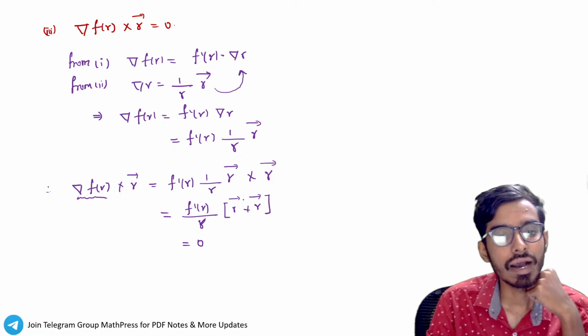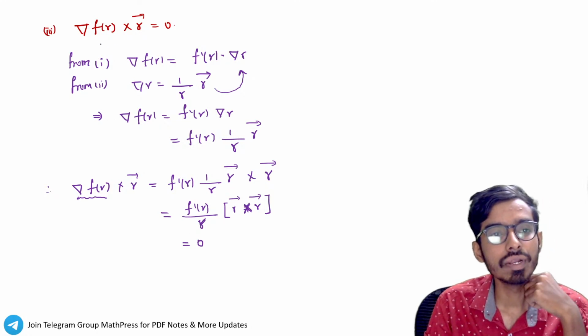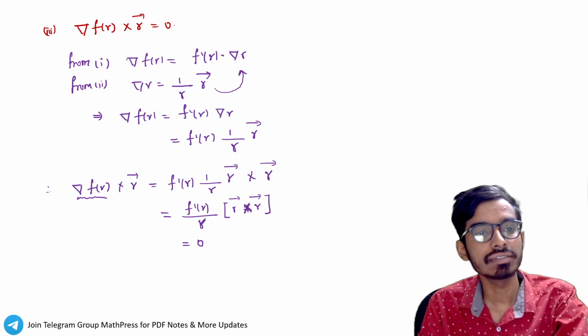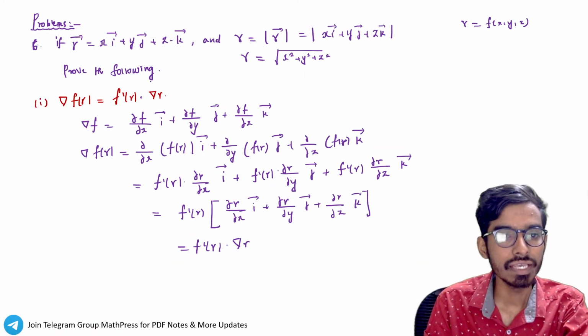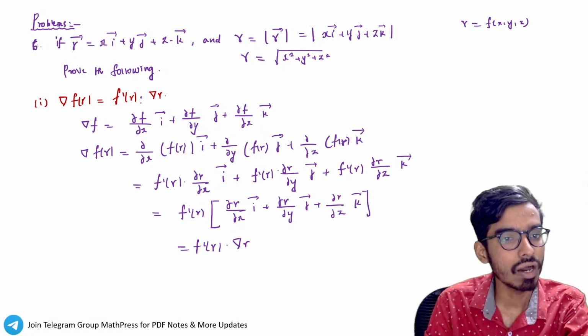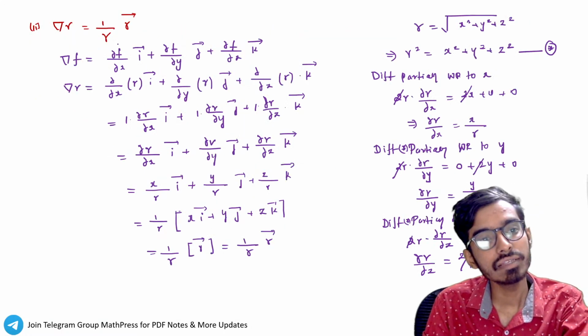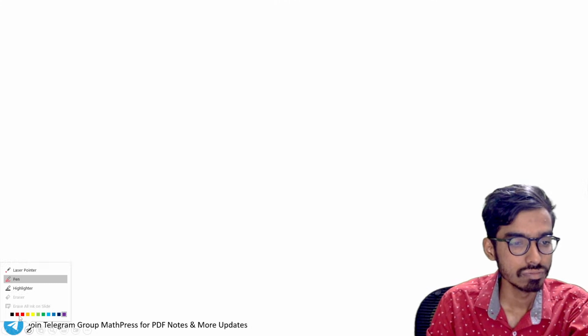So therefore, r cross r is 0. So it is proved: gradient of f of r cross r vector is 0. So as of now, we have proved three identities. That is, gradient of f of r is f dash of r into del r, del r is 1 by r into r vector, and gradient of f of r cross r vector is 0. Now we'll move on to the fourth.